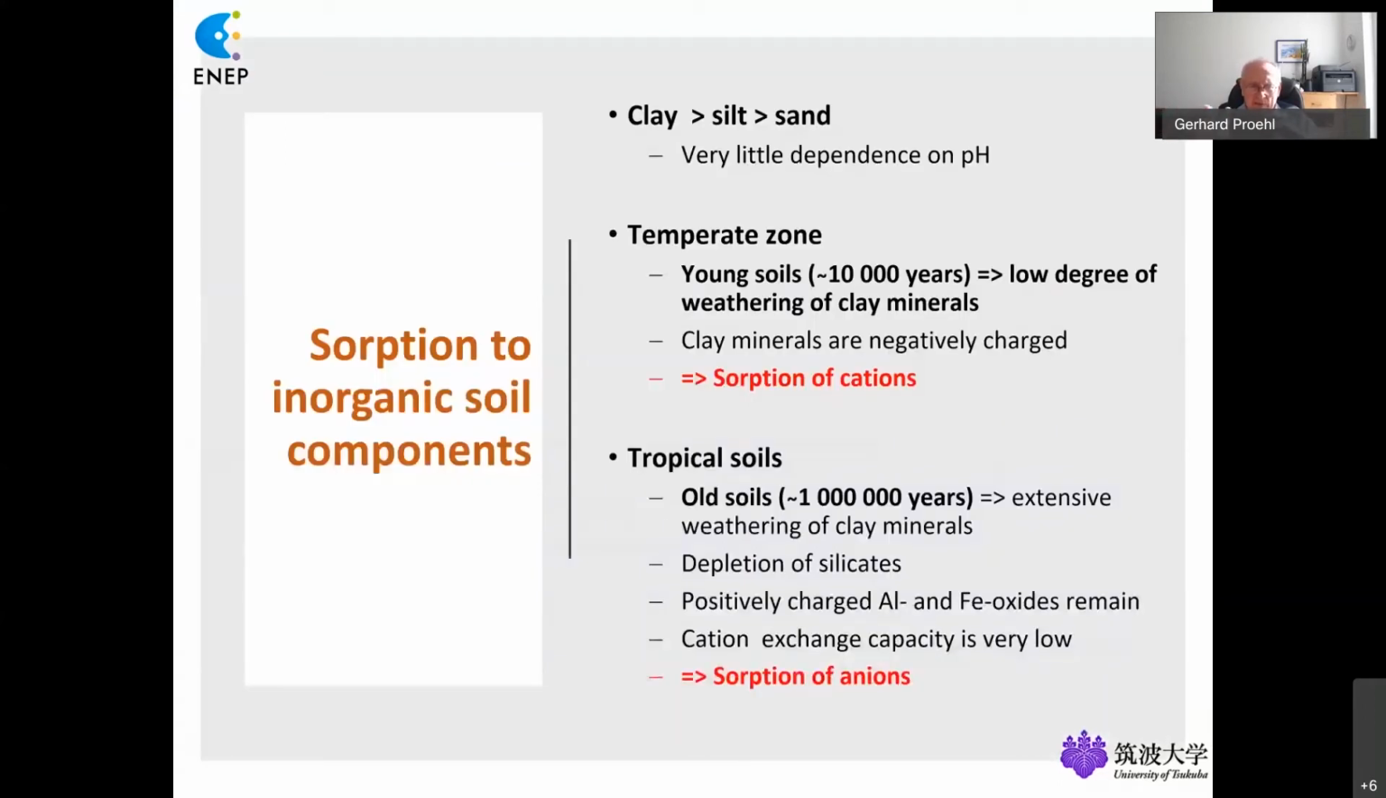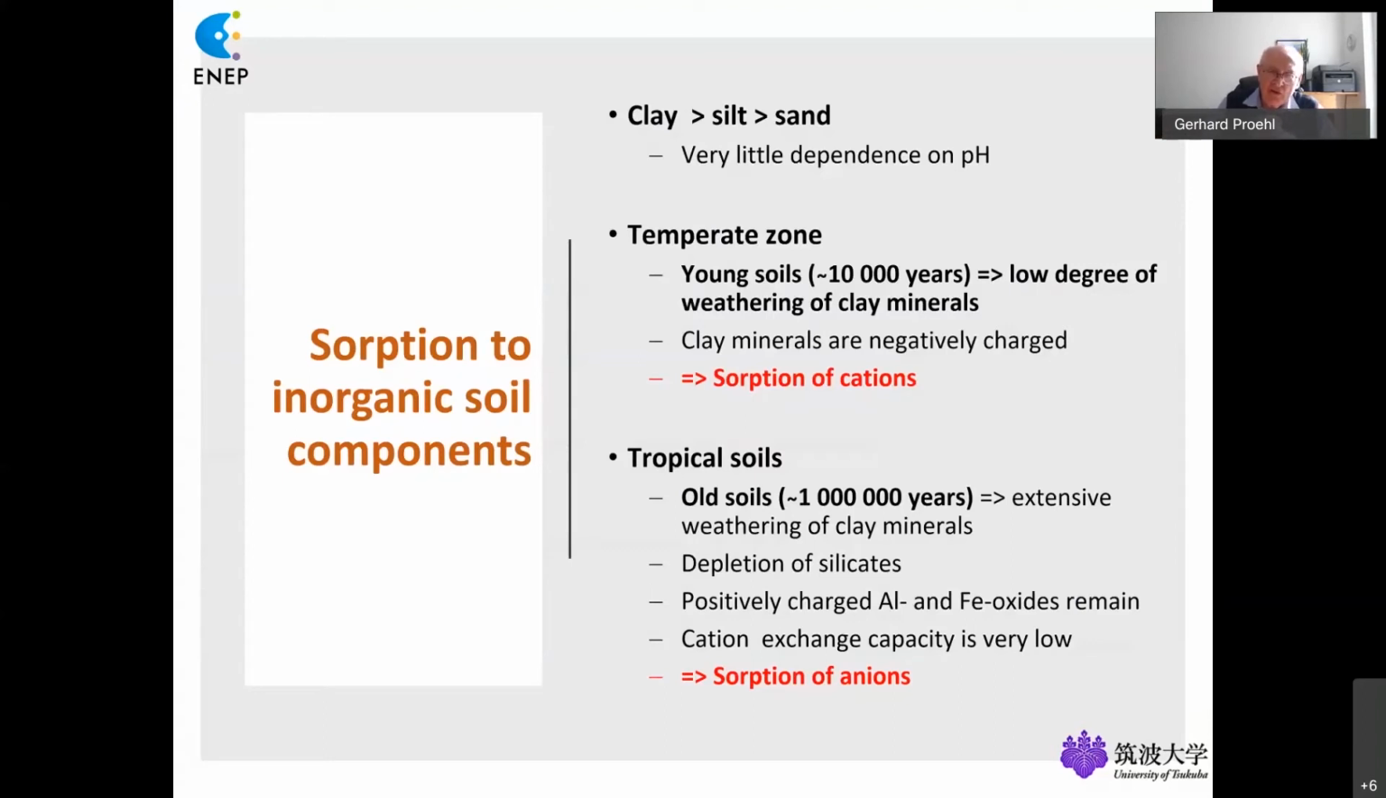And we look at the absorption of inorganic soil components. We have seen clay, silt, and sand have a higher absorption capacity, but a little dependent on the pH. In the temperate zones, the soils are relatively young, about 10,000 years, because 10,000 years ago we had an ice age. Therefore the degree of weathering of clay minerals is still low. Clay minerals are negatively charged, and therefore we have absorption of cations.